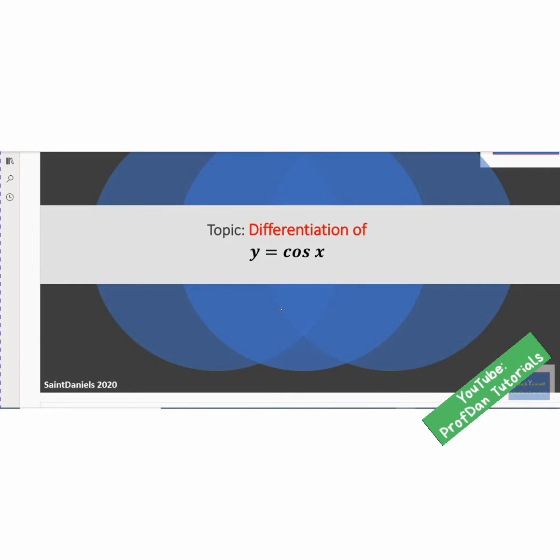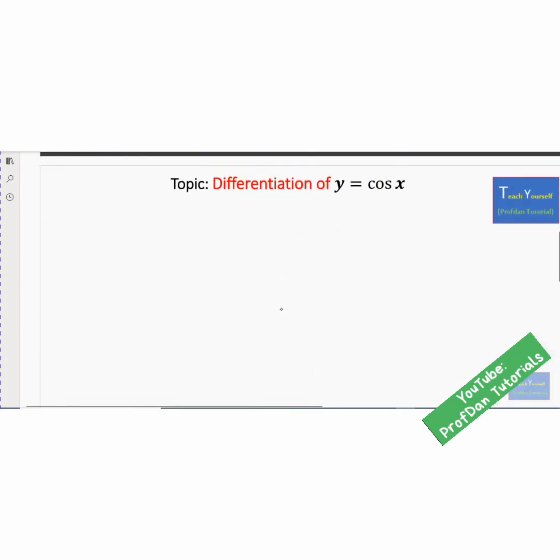Hi everyone. At the end of this lesson, you should be able to differentiate y equals cos x. When given y equals cos of x, what we want to do is to differentiate y with respect to x. And when you differentiate cos x, you get negative of sine x.